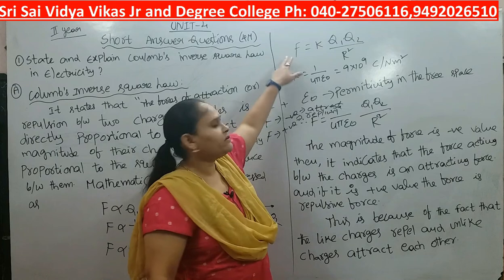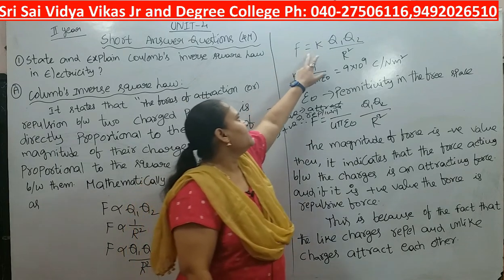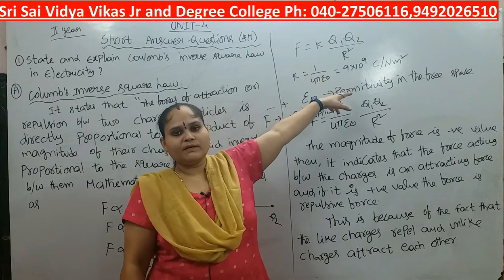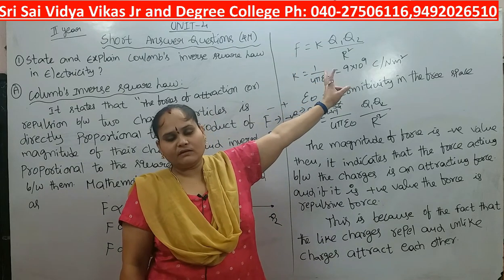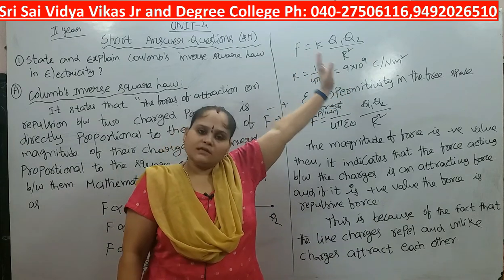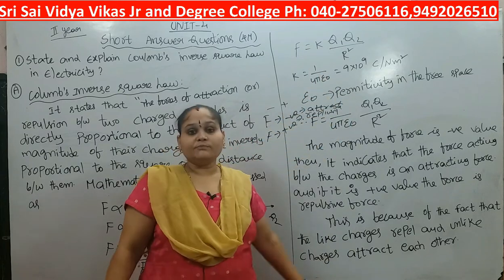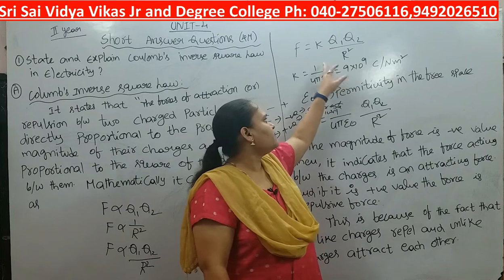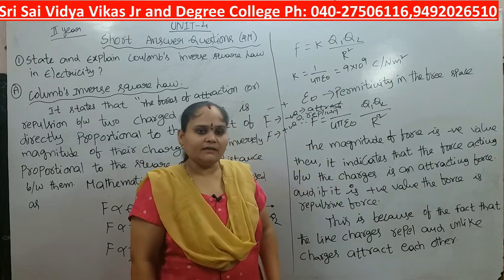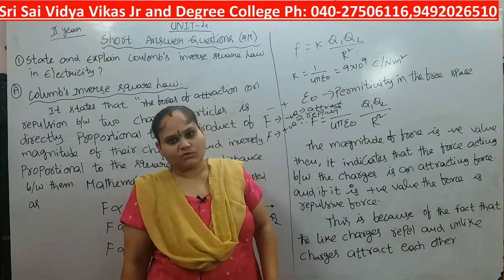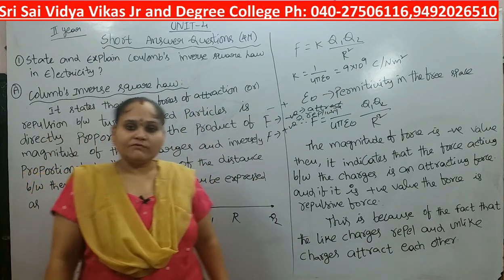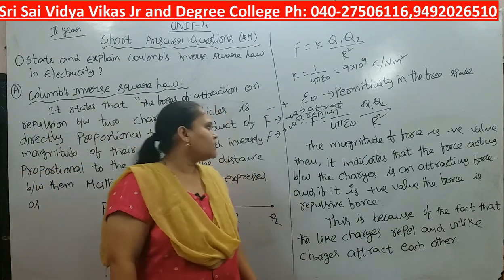From this we write the proportionality constant K: F equals K into Q1 Q2 by R square, where K equals 1 by 4 pi epsilon naught. That is the constant value. 1 by 4 into pi, which is 3.14, and epsilon naught is 8.854 into 10 to the power of minus 12, so the total value becomes 9 into 10 to the power of 9 Newton meter square per Coulomb square. Substituting it in F, we get F equals 1 by 4 pi epsilon naught Q1 Q2 by R square.